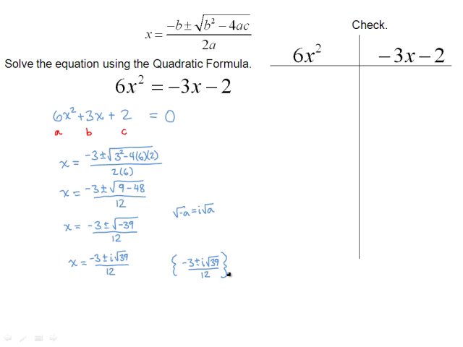So now the fun part, the checking. So we have 6, and we'll use one of those solutions. Let's use negative 3 plus i square root 39 all over 12 squared. So of course we would have to square the numerator first. When we square the numerator, it would be negative 3 plus i square root 39 times itself.